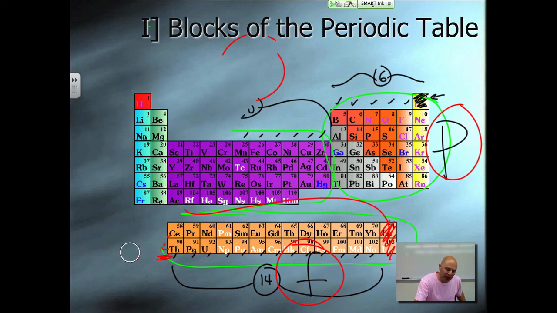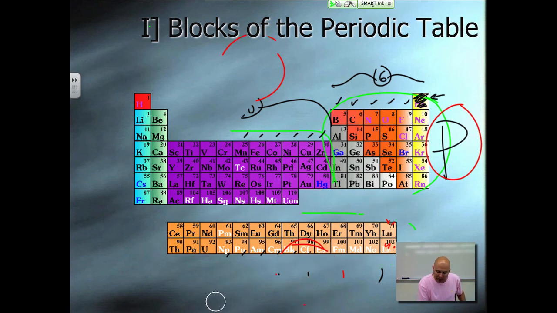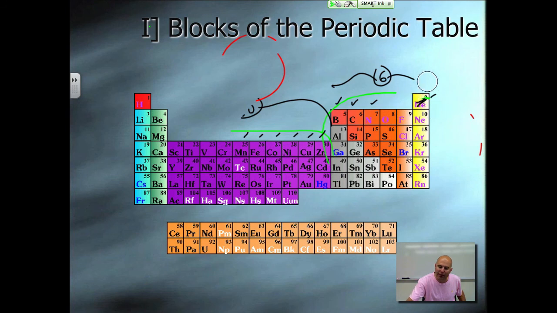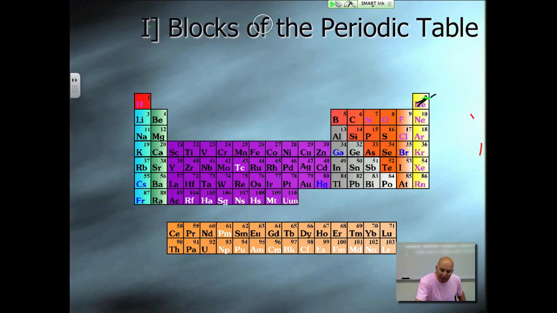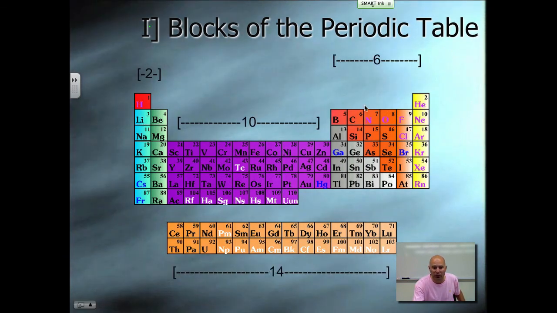You're now noticing, hopefully, that there are some patterns being created. The fact that there are 2, 6, 10, and 14 has a direct relationship with the fact that those are our orbitals. So 2, 6, 10, 14, and again, I can't stress enough, this would be the S block, the P block, the D block, and the F block down here.